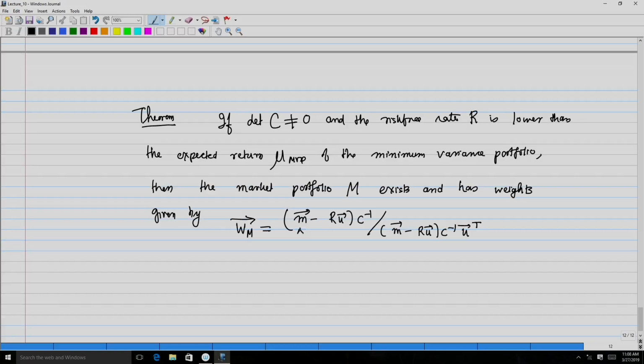Here m is the vector of all the returns, u is the vector of all ones, r is the risk free rate, C is the covariance matrix, and so accordingly all the quantities are known and you can explicitly obtain the weights for the market portfolio.